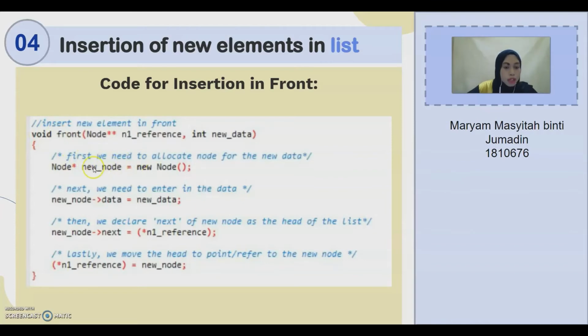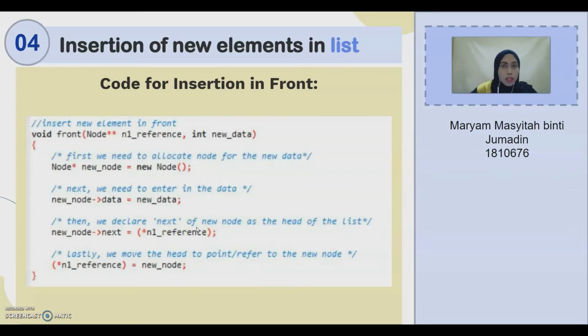First, we need to allocate the node for the new data. Previously, the node is D, but later on, it will become A. And then, we enter the data, which is 0, our data. And then we declare next of the new node as the head of the list.